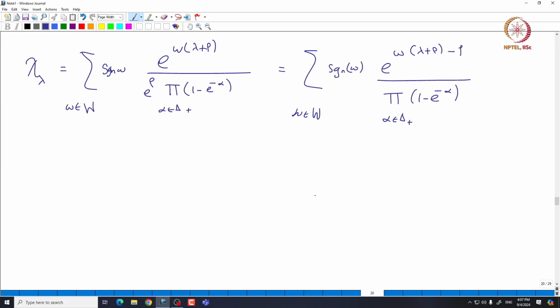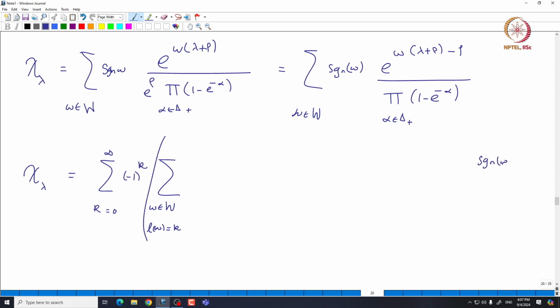Now what we can do is rewrite this using the length function, where the length ranges from 0 to infinity. Even though it is a finite sum, just write it as an infinite sum, not a problem. Then you can easily see that this is the sum over those w in W where the length of w is exactly k. Then this minus 1 power k will come as a factor. The sine of w is nothing but minus 1 power length of w. This is something I already left as an exercise.